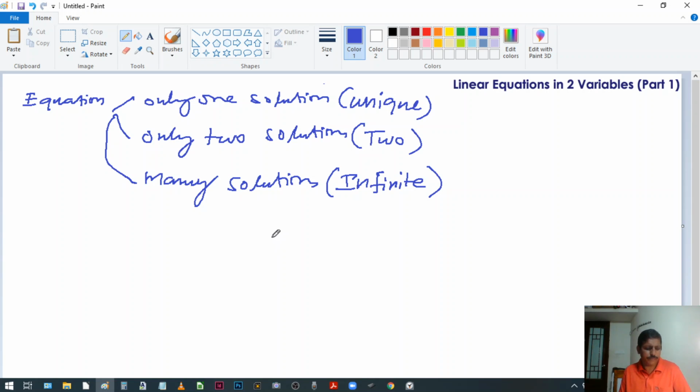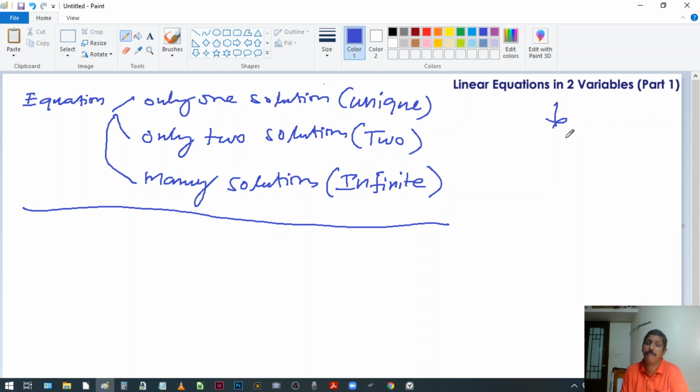Now, what do you say about linear equation in two variables? How many solutions does a linear equation in two variables have? It always has what? Infinite number of solutions. So you can get many solutions if the equation is a linear equation.